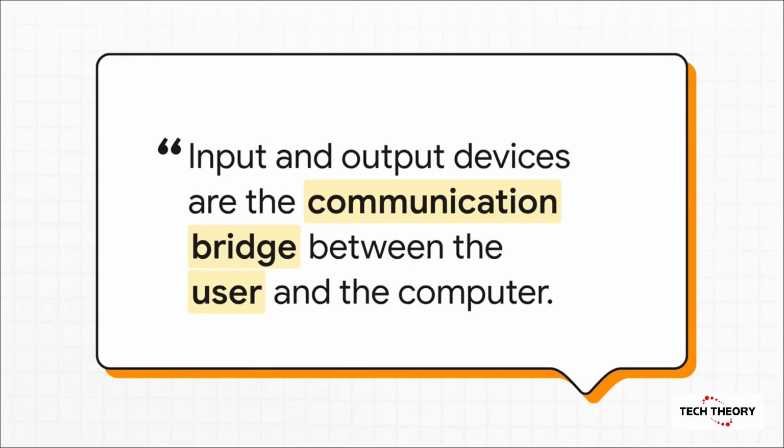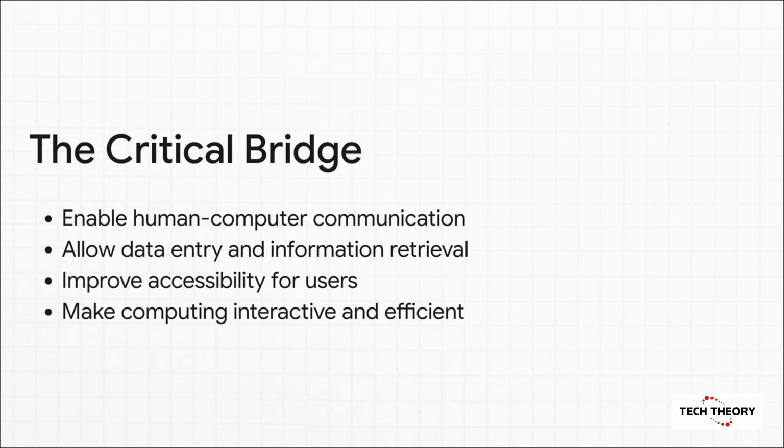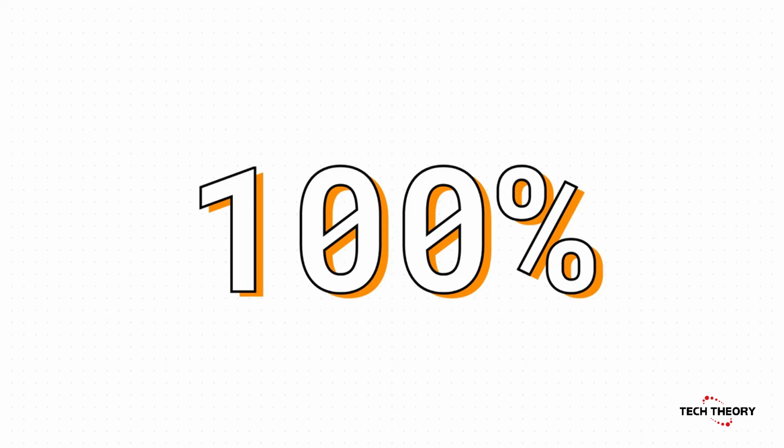I absolutely love this quote from our source material because it just nails it. These devices are not just little accessories you plug in, they are the communication bridge. They are the only way we can connect our human world to the digital world inside the machine. Think about it. Without this bridge, a computer is just a silent, useless box. It has all this potential, but no way to use it. These devices are what make communication possible. They're what make computing interactive, accessible, and actually useful. They are what make the magic happen. And really, how much of our useful interaction with a computer depends on this relationship? 100%. Every single useful thing you do relies on this constant conversation of input and output.